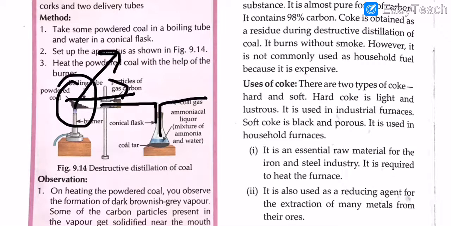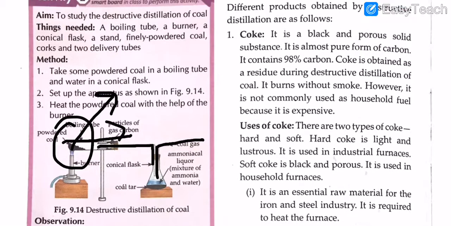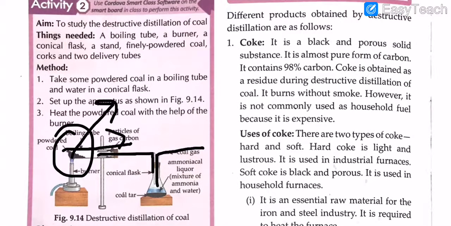Well, it is known as coke. The left out substance, the black residue that is left behind, is known as coke. So different products are obtained by destructive distillation, and they are as follows.